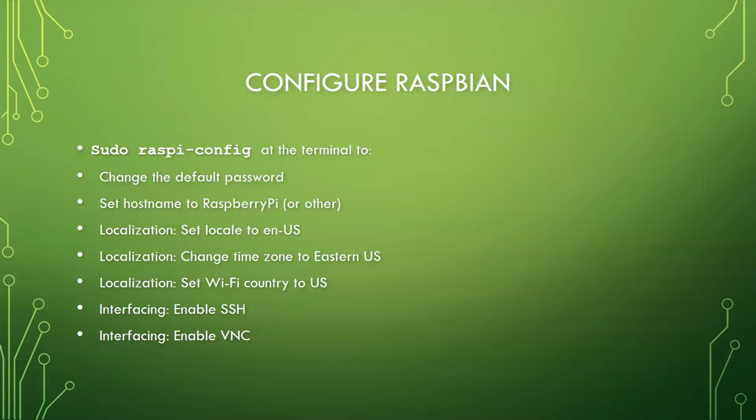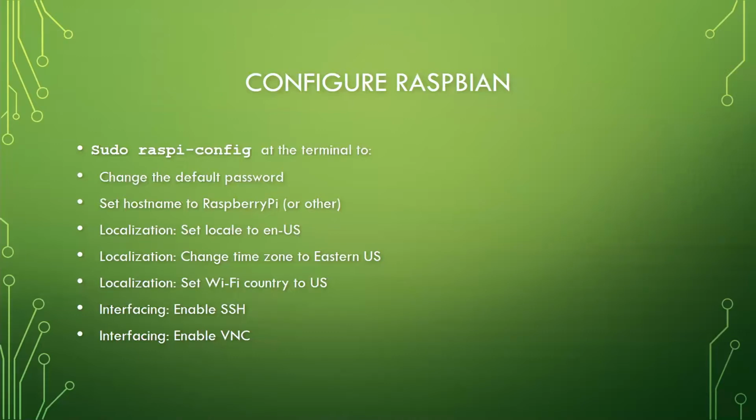We're going to change 2 other things too under the interfacing section, and that's enable SSH and enable VNC. VNC is virtual network computing. That's going to allow us to get to the desktop of Raspbian if we want to, using a free viewer that I have a link to at the end. And SSH stands for Secure Shell, and that will give us a terminal prompt on the Raspberry Pi.